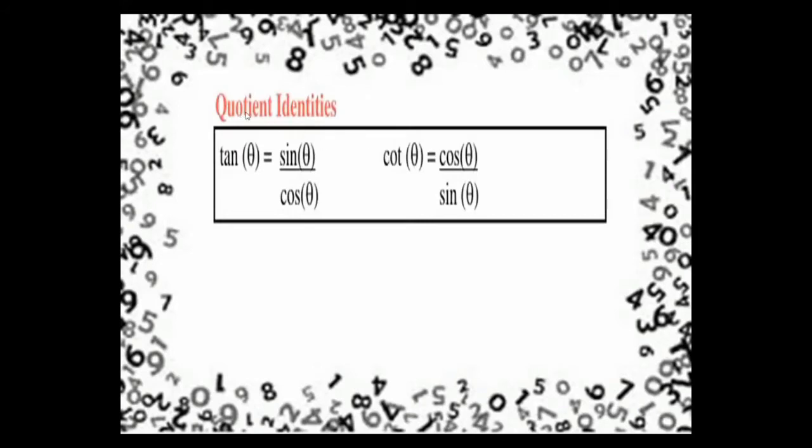Now, these are quotient identities. Quotient means the answer of division is called quotient. So tangent theta is equal to sine theta upon cos theta. As we know, in the previous slide we discussed that tangent and cot are the inverse of each other. So cot theta is equal to cos theta upon sine theta.